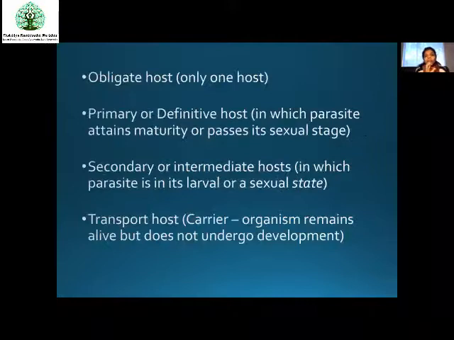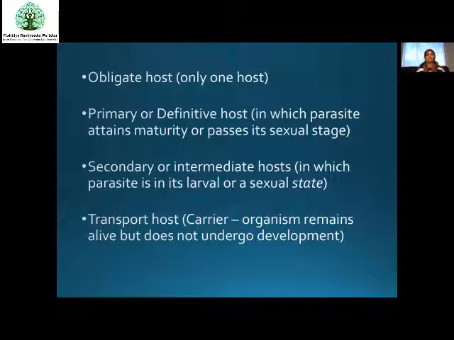There are different variations of hosts. When we say classification of hosts, there is a primary or definitive host. Obligate host: when we use this term, it means only one host. Currently, COVID has obligate hosts. We don't know whether animals are getting infected with this or not. God save us if animals start getting infected with COVID. So when only one variety of host is involved, it means only an obligate host.